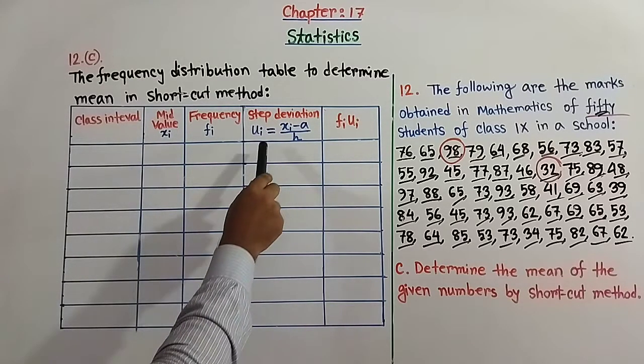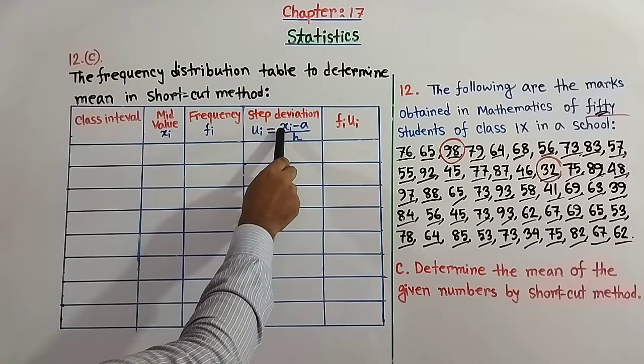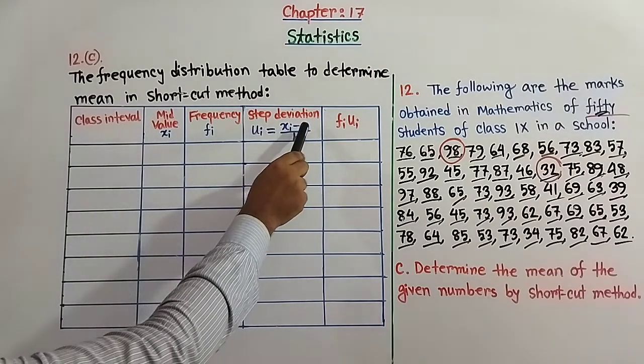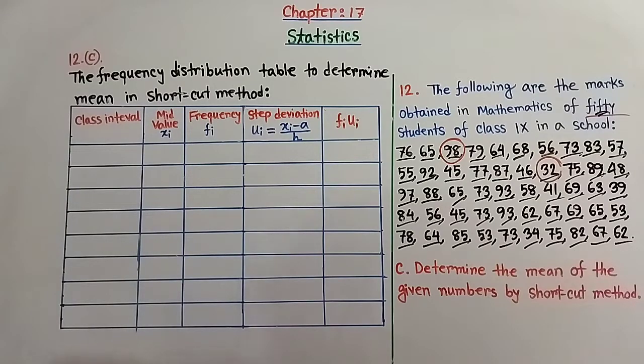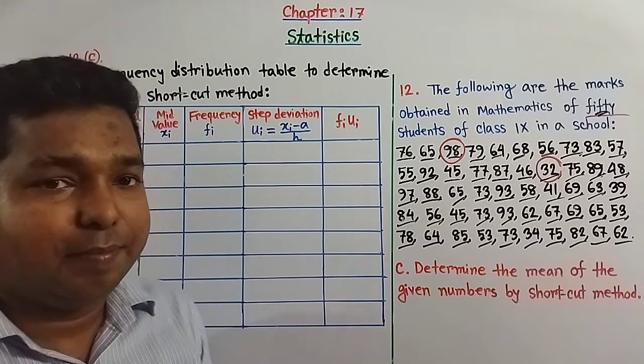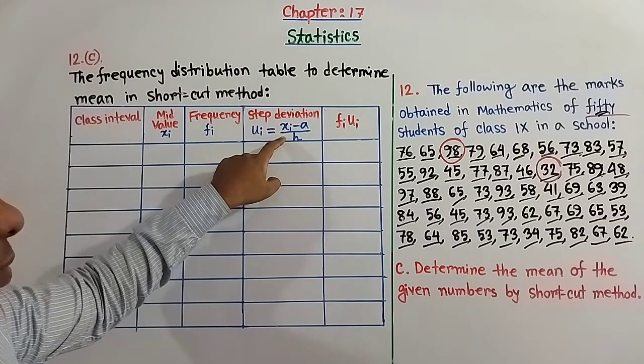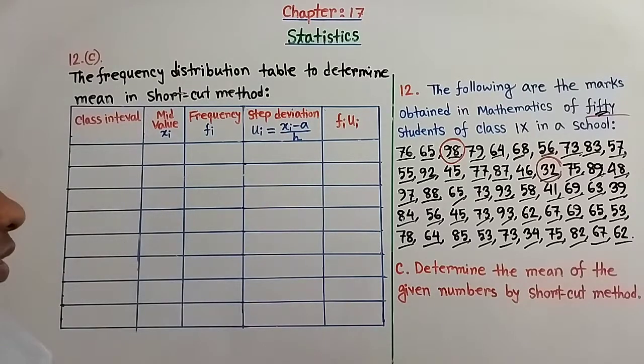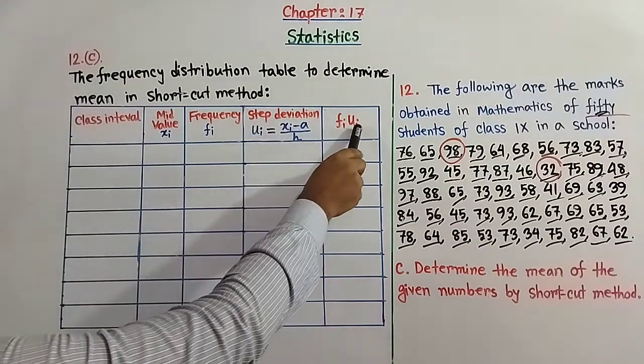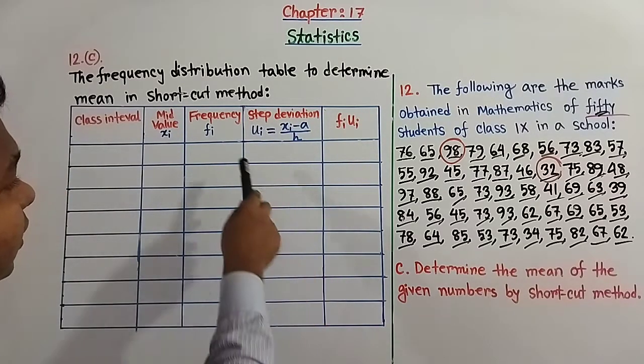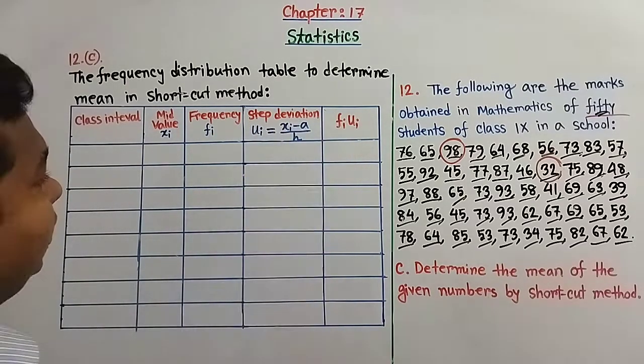Here step deviation equals xi, that is the mid value, minus a, where a is the approximate mean, divided by h, that is the class interval. Here h means class interval. And our final column is frequency and step deviation, that is fi ui.